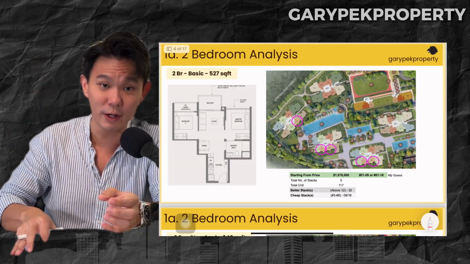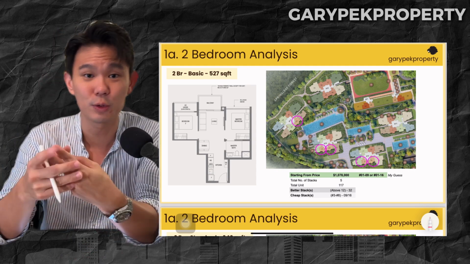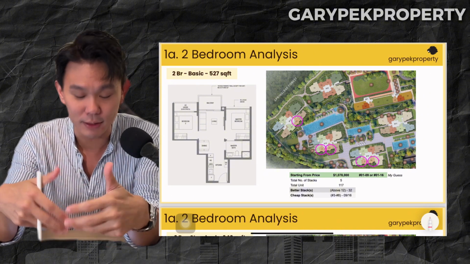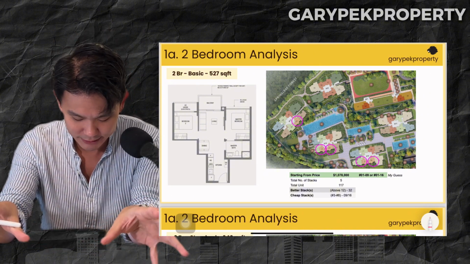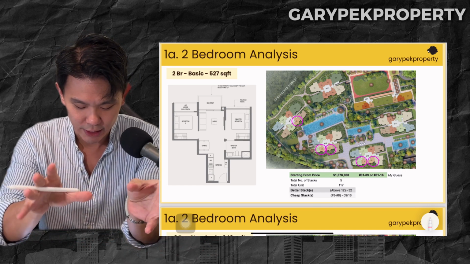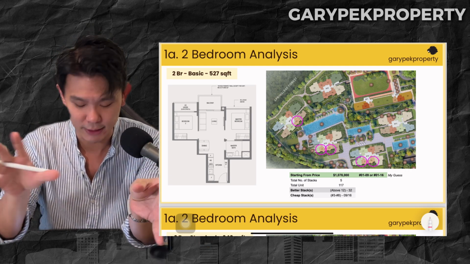I'm going to move into my first analysis, which is the 2-bedroom types. In the 2-bedroom analysis, there are 2 different types. There is the 2-bedroom basic, which I'm going to talk about right now, at 527 square feet. Dumbbell layout, pretty much quite standard. Gallery kitchen, dining tucked to the left side when you enter the house, and your master is on the right, and your bedroom is on the left, depending on which facing you are.